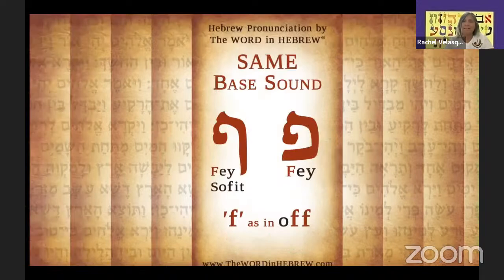And again, the same sound, but it looks different. The fay without the dagesh, and the fay without the dagesh that is a sofit, they both have the same F sound: f, f, f, off. Fay and fay sofit.